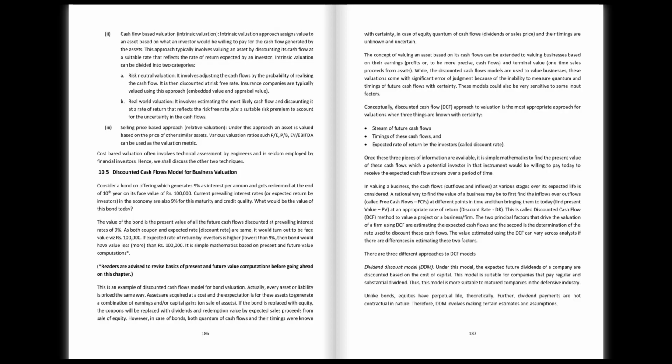The value of the bond is the present value of all the future cash flows discounted at the prevailing interest rate of 9%. As both coupon and expected rate, the discount rate, are the same, it would turn out to be face value, that is 100,000 rupees. If the expected rate of return by investors is higher or lower than 9%, then the bond would have value less or more than 100,000 rupees. It is simple mathematics based on present and future value computations. Readers are advised to revise basics of present and future value computations before going ahead with this chapter.